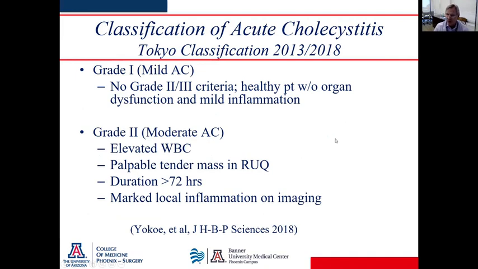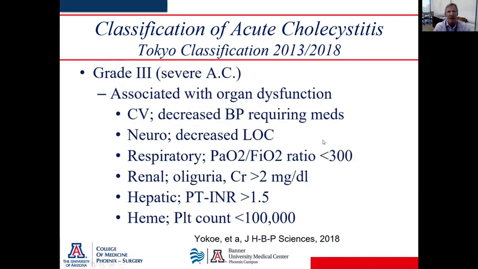Grade 2, which is moderate acute cholecystitis, usually is associated with an elevated white blood cell count, the palpable tenderness in the right upper quadrant or a mass, duration more than 3 days, with marked local inflammation on imaging, like a thickened gallbladder wall or pericholecystic fluid.